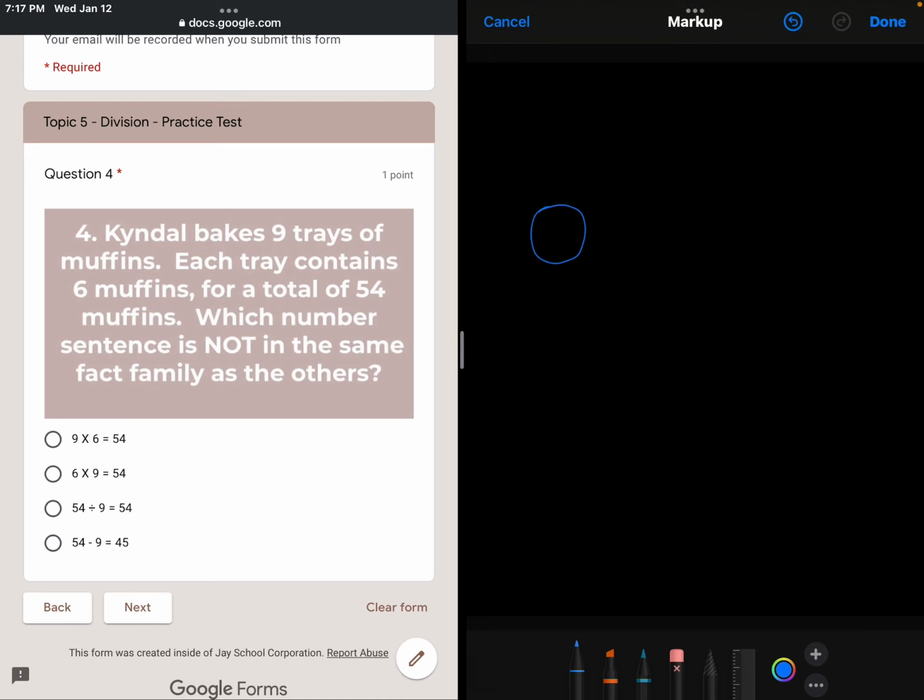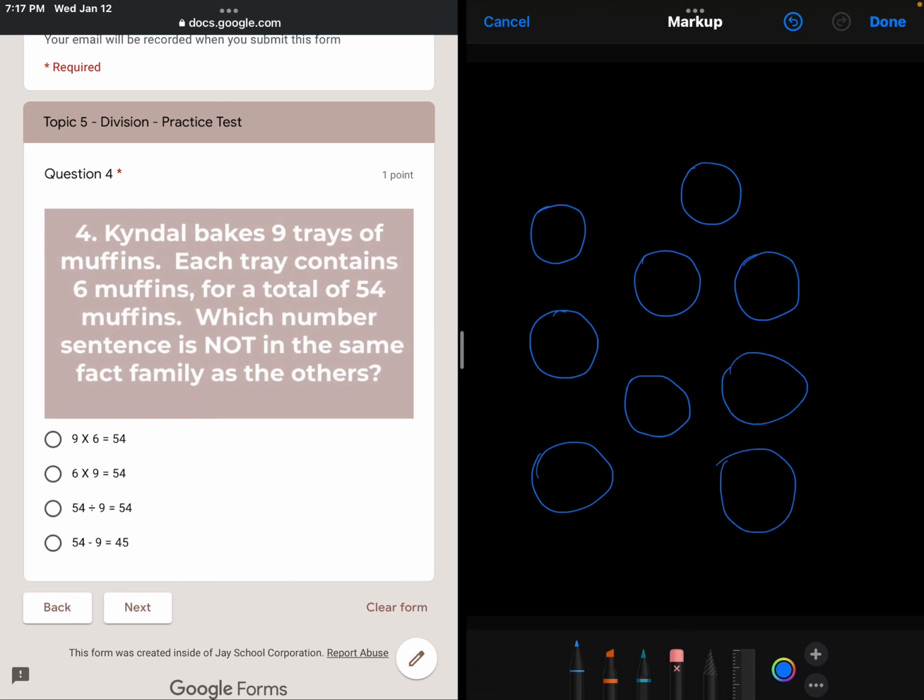Oh, I figured out why it's not working, guys. 1, 2, 3, 4, 5, 6, 7, 8, 9. And it says there are 6 muffins on each tray. So if I have 6 on this one, 6 on this one, 6, 6, 6, 6, 6, 6, and 6, okay? And it says there are a total of 54.